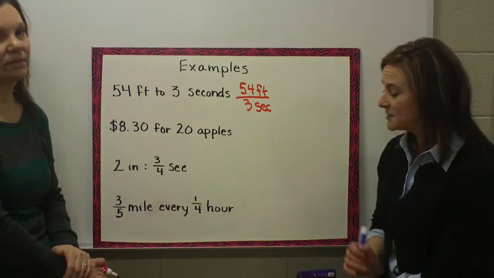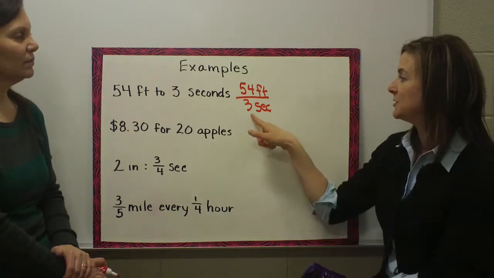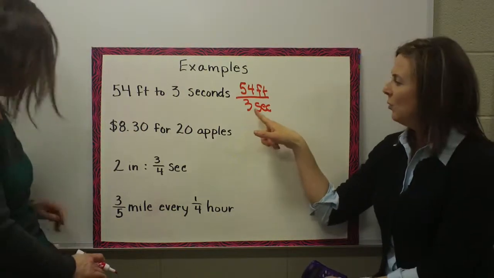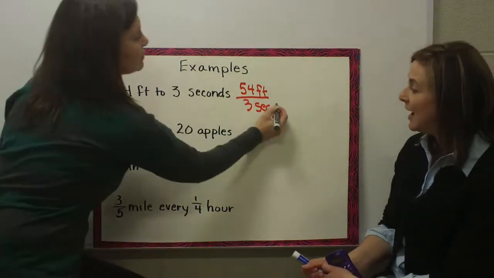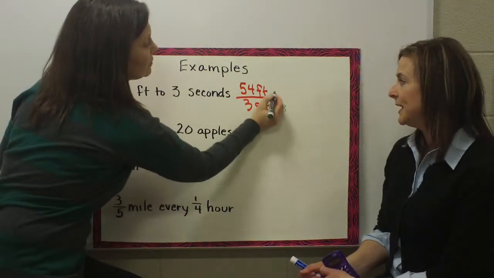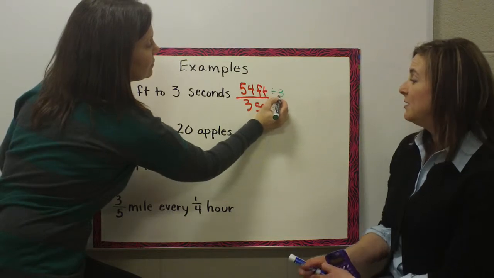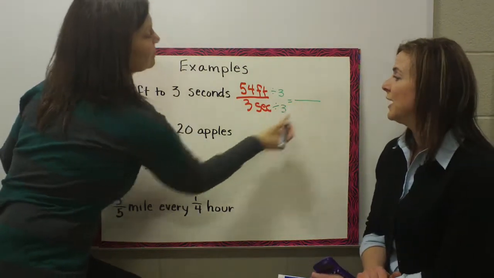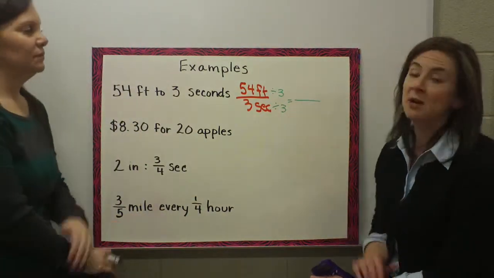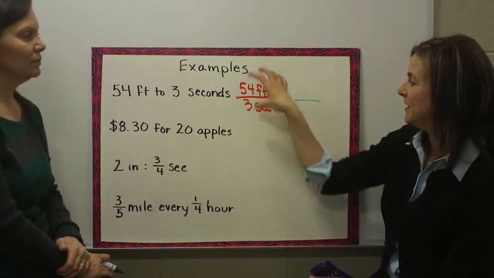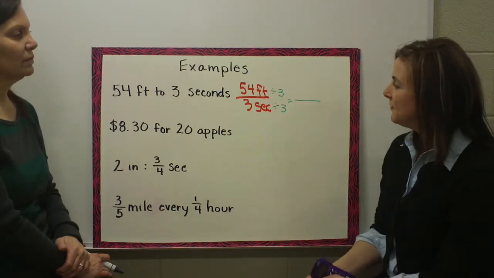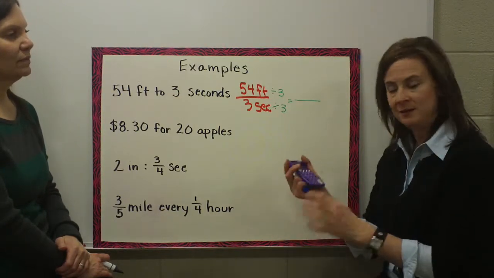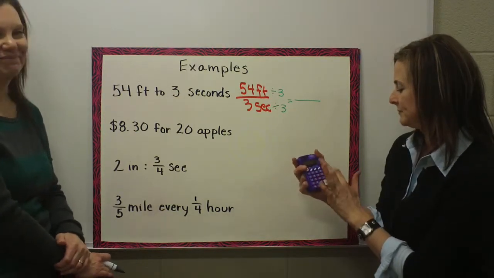The next step is going to be to get that denominator to equal 1. Well, the only way to get 3 to equal 1 is to divide it by itself. If we divide the denominator by itself, we have to divide the numerator by the same number so that we can keep this equal. So 54 divided by 3, oh, look at that, how handy is that?